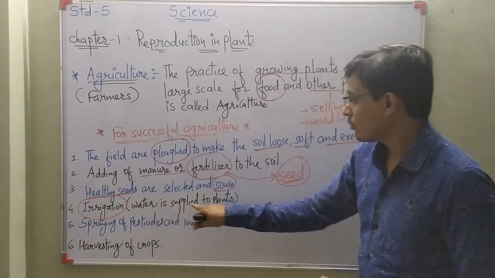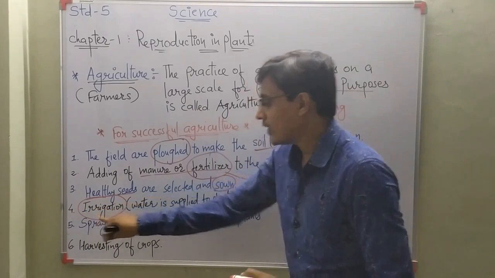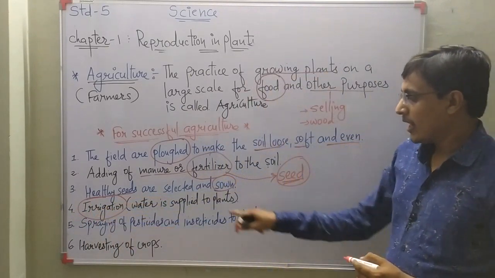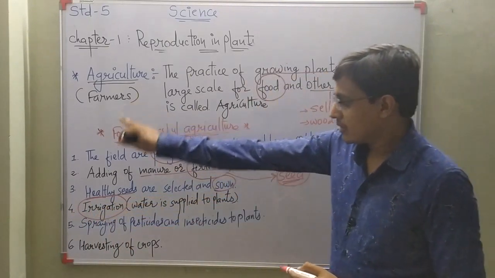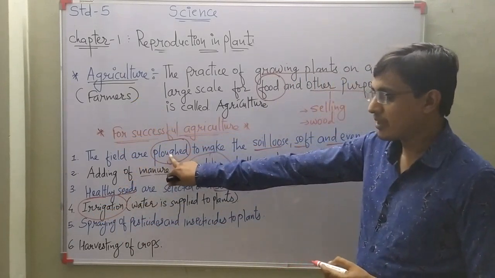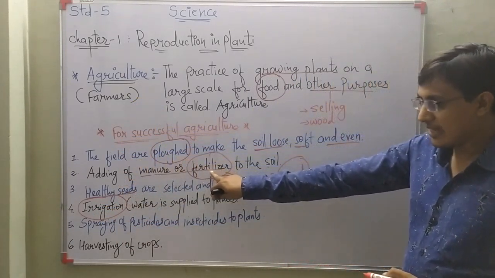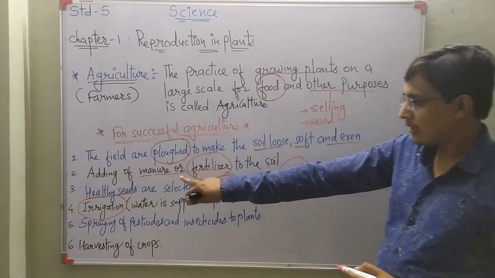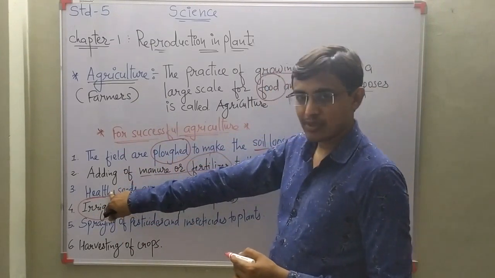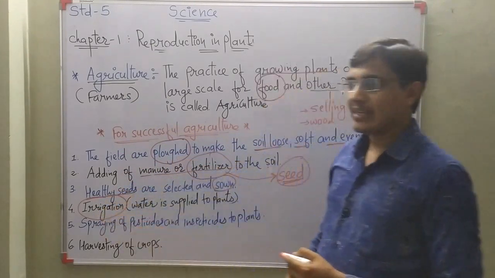Water is supplied to the plant. This process is called irrigation. So these are the 4 points. First one is ploughing the soil, second one is addition of fertilizer to the soil, third one is selection of the healthy seed, fourth one is irrigation.